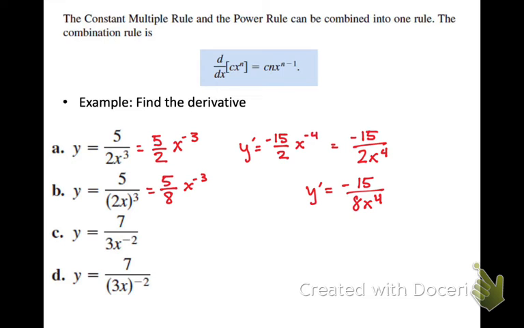Now C and D, what's the difference? Same thing. This negative is only on the x, so this is actually 7x squared over 3, isn't it? So y prime would be what? Y prime would be 14x over 3. But this one would be 7 times 9x squared, would it not?